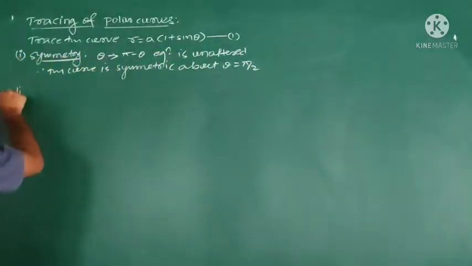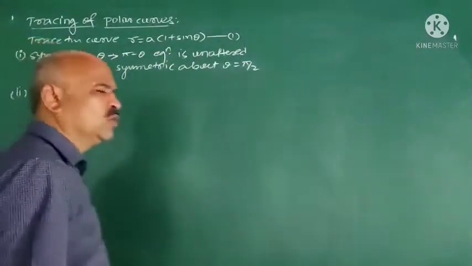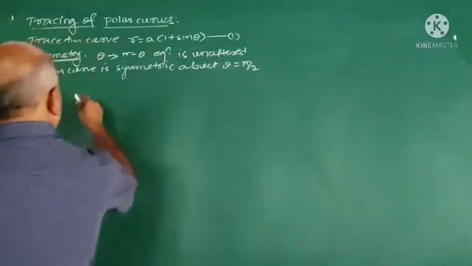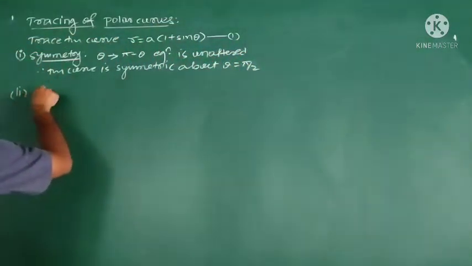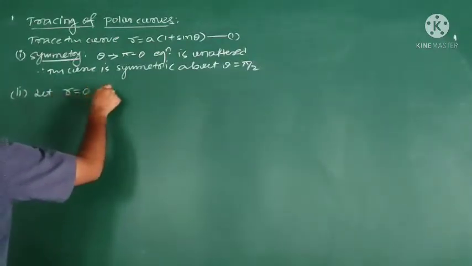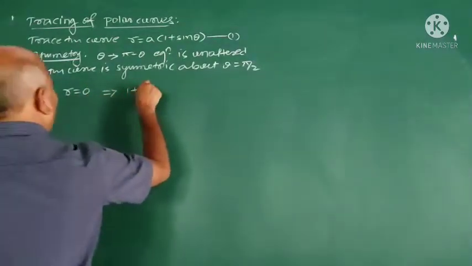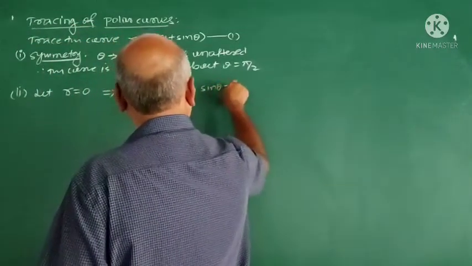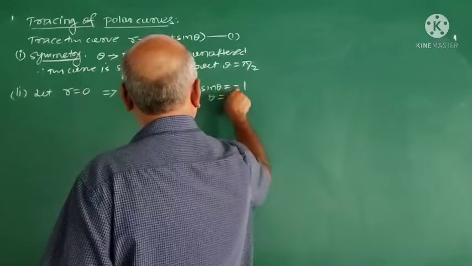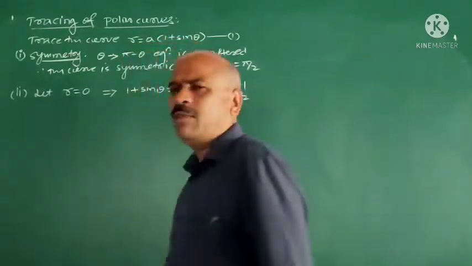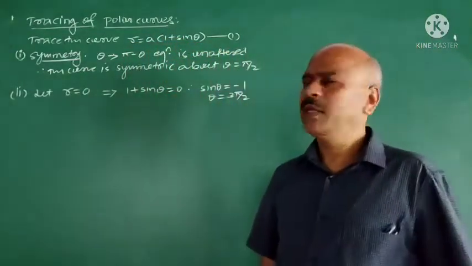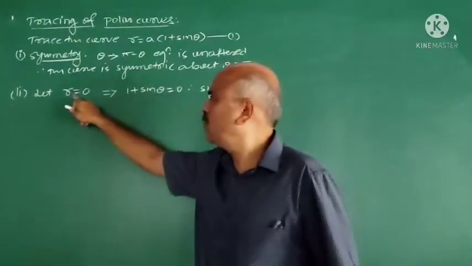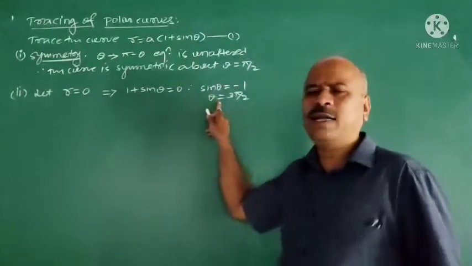Second thing is whether the curve passes through the pole. How do you find out? Let r is equal to 0. This implies 1 plus sine theta is 0. Therefore, sine theta is minus 1. Theta is 3 pi by 2, because sine 3 pi by 2 is minus 1. Therefore, the curve passes through the pole, because corresponding to r is 0, we get a real value of theta.